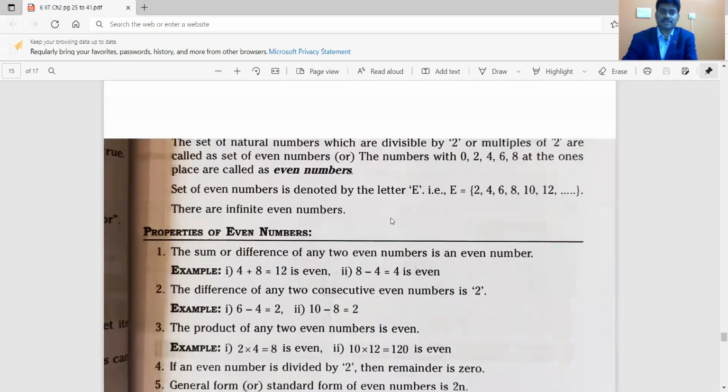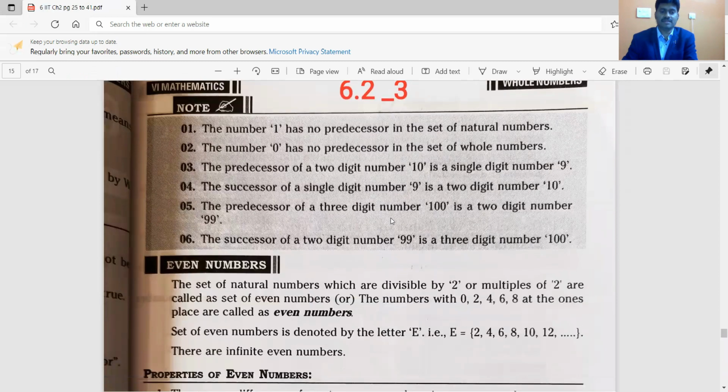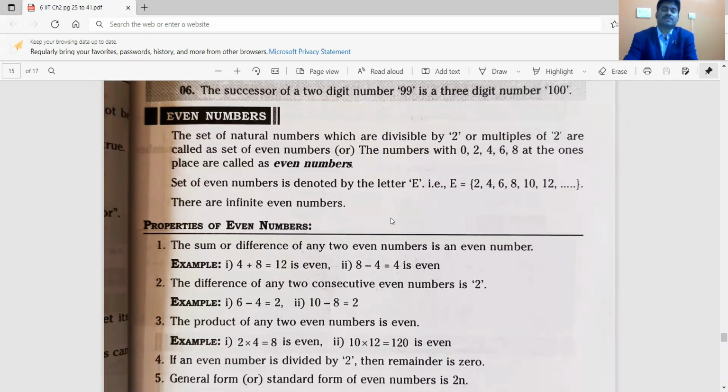Then next. See here. The number 1 has no predecessor in the set of natural numbers. The number 0 has no predecessor in the set of whole numbers. Smallest and highest, all these we know. The smallest one-digit number is 1 and the biggest one-digit number is 9. The smallest two-digit number is 10 and the biggest two-digit number is 99, like that.